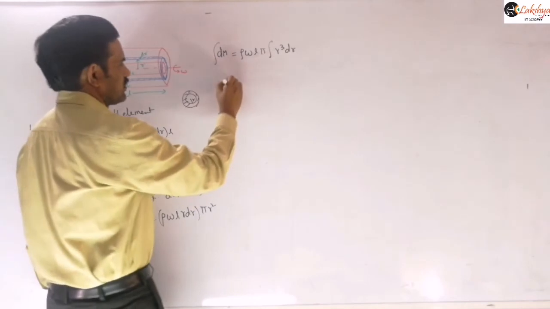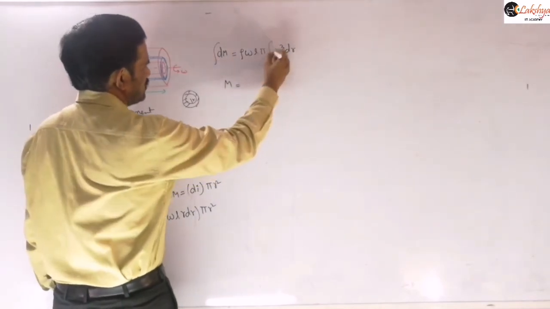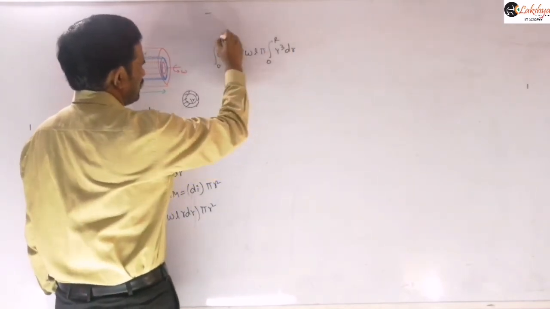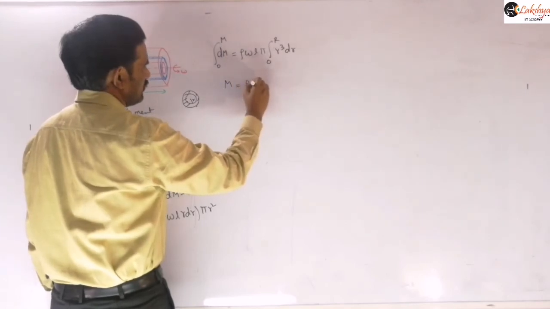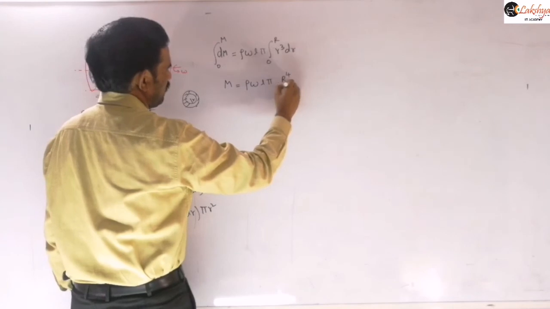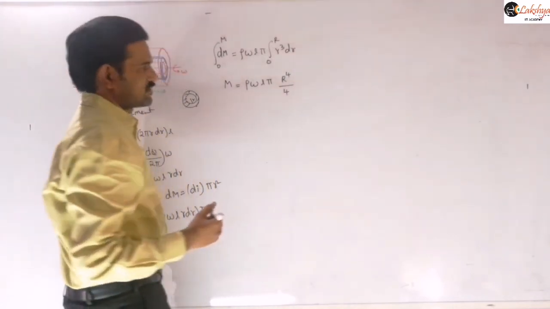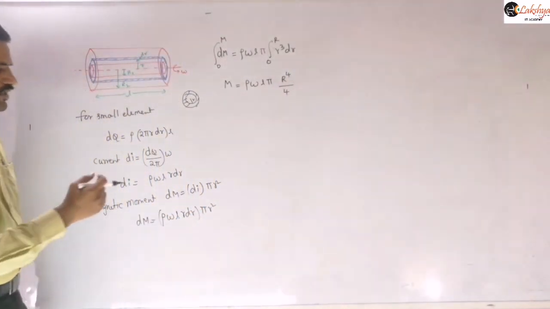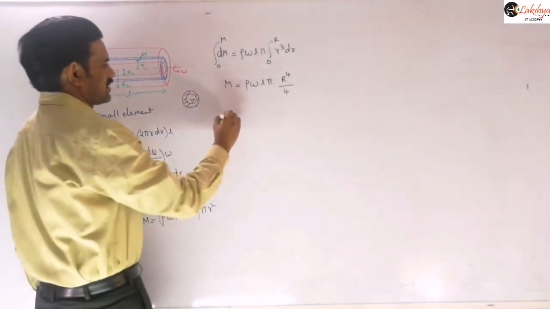So then this value you can write as m is equal to, the limits are from 0 to r, you will get, and this is from total magnetic moment 0 to m. Rho omega L into pi into this will be r power 4 by 4 you will get, right? So that will be the magnetic moment of this element here.